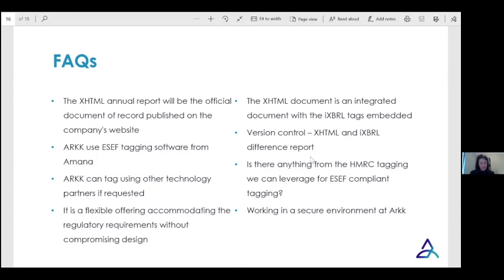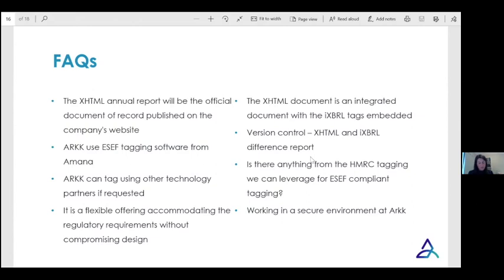As I've said as well, we can use Arkk, can use other technology partners if you would like us to. So more than happy to do that. We are also more than happy to provide a review service. So if you were to want to use WDesk or Control Print and do the tagging first off in-house, but you want somebody to review your tagging, we're more than happy to offer that service as well. So you can speak to Emperor about that if you'd like.